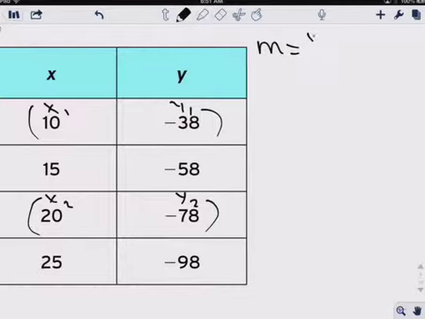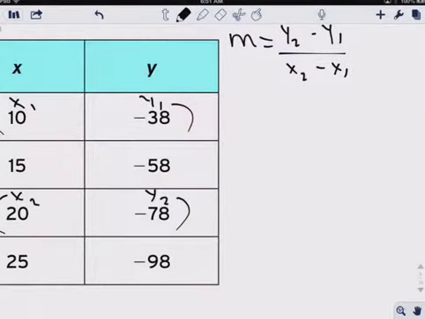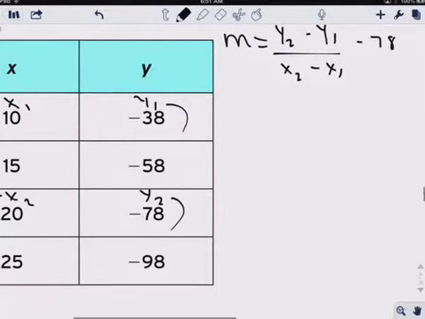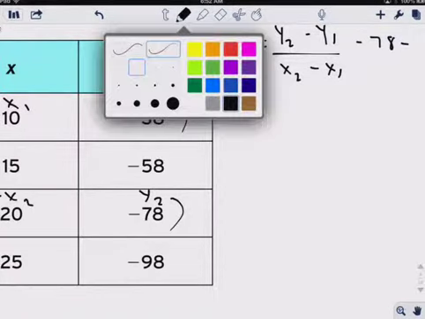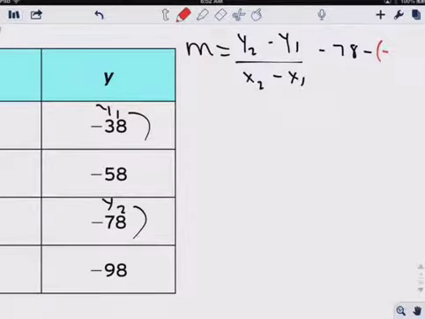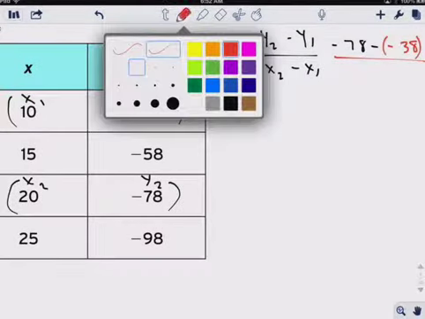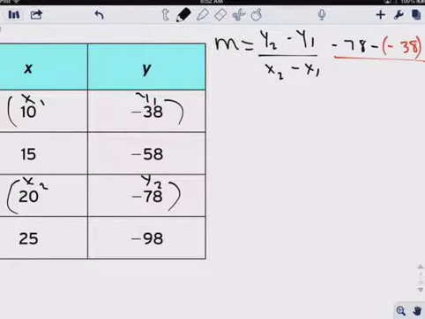M equals y2 minus y1. Your village is being attacked. That's what it is. x2 minus x1. People are dying. Negative 78 minus a negative 38 over x2. No more golfing, Daddy.